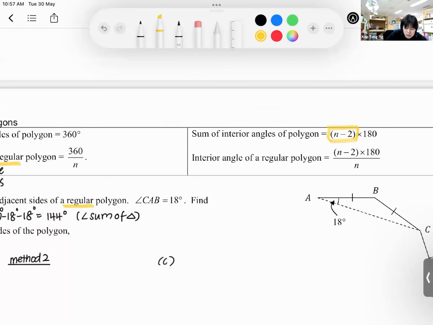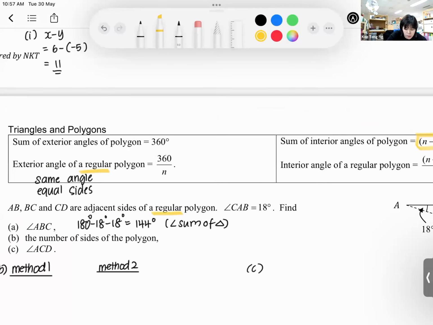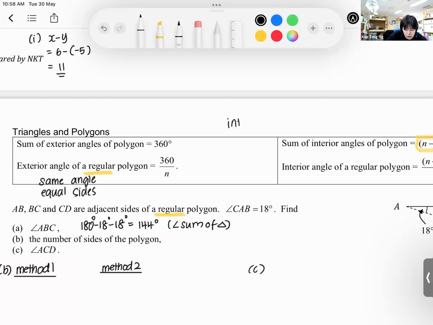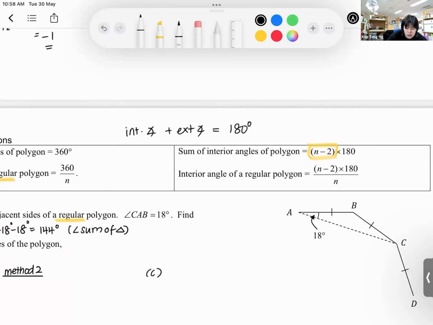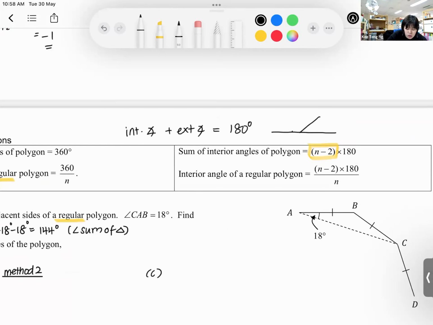Now, above all this, there's one more property you need to remember. The interior angle plus the exterior angle is equal to 180 degrees, not 360, 180 degrees. So if I have an interior angle of a polygon over here, the exterior angle is this one, and together they make 180 degrees, not 360 degrees.